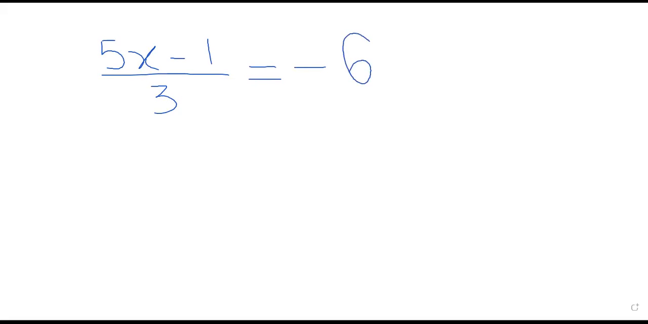It's very simple. The equation is given in this way: 5x minus y, minus 1 over 3, is equal to minus 6. This is the expression. We are looking for the value of x. So what should be the value of x?